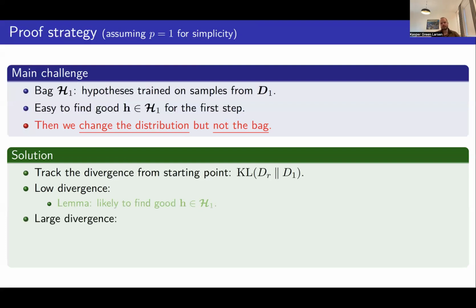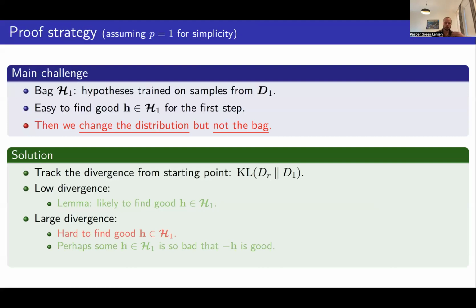Now, the interesting case is it could also happen that the KL divergence between the two distributions is very large. Okay, so this can happen. And here it might be hard to find a good hypothesis in the set. But what we show is that it could actually be the case that one of these hypotheses that we already used in one of these steps, since we were at distribution D1, we did some steps.